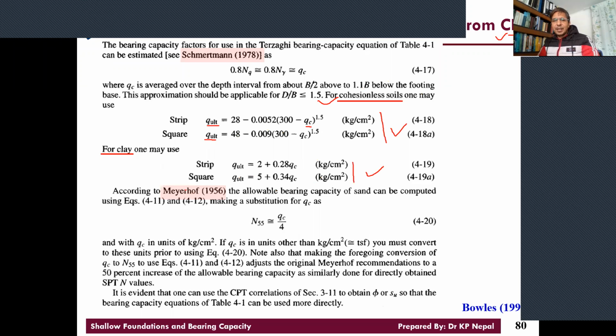As Meyerhof also suggested, the CPT cone resistance divided by 4 would be closely related to the SPT number N55, right? Again, what I did here was show how we use SPT and CPT values to calculate the ultimate bearing capacity or the allowable bearing capacity directly. This is simple enough, you can have a look.